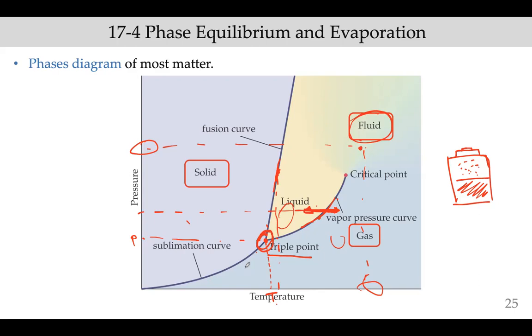all three phases together. For example, you can look up videos on YouTube. You will find some experiments where you have water in a cup. You have ice, and at the same time liquid, and it's boiling, so it produces gas. So all three phases, you can have them at the same time if you are exactly at the triple point.